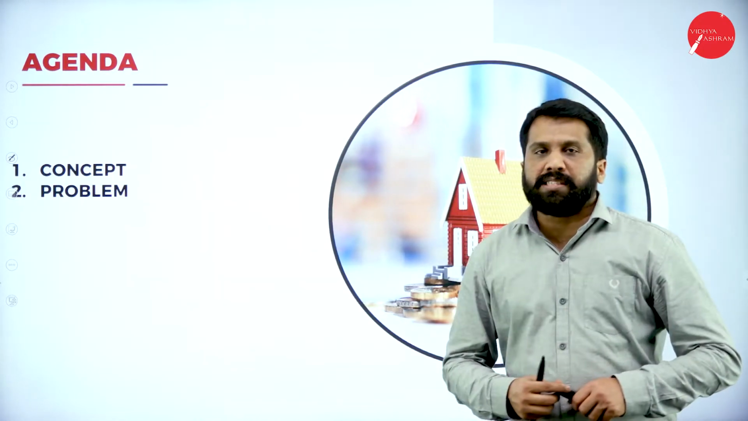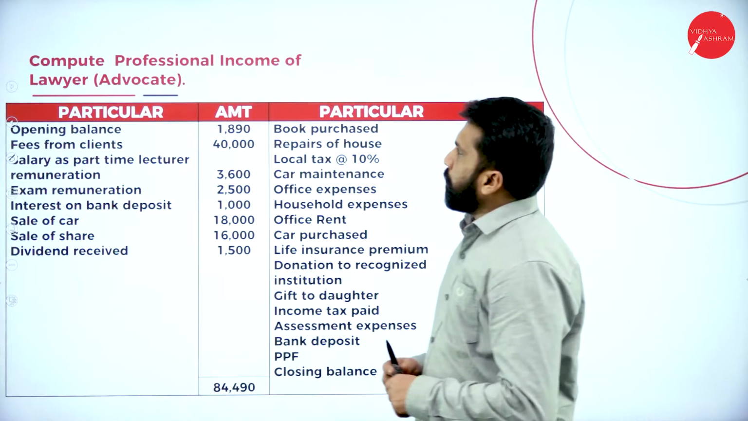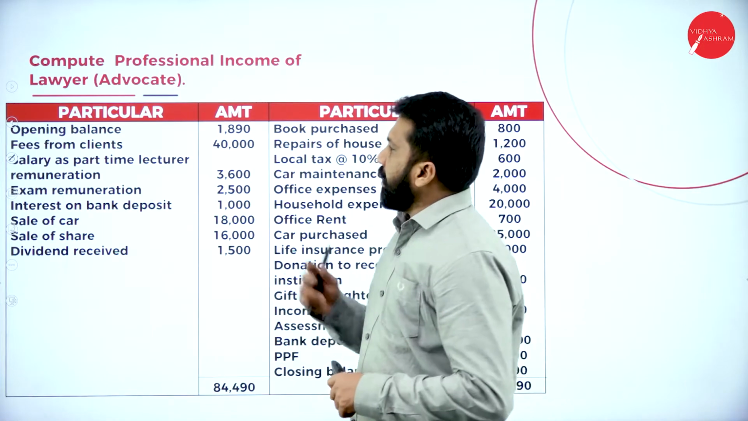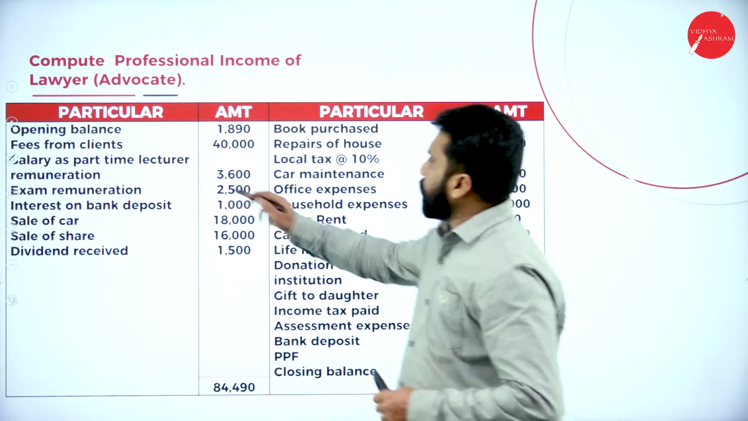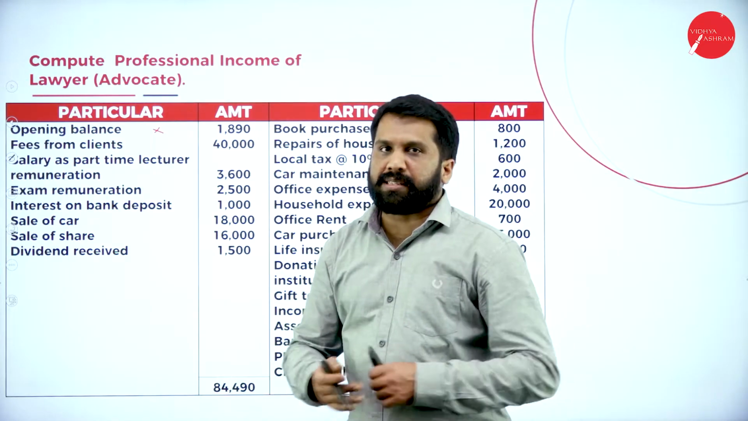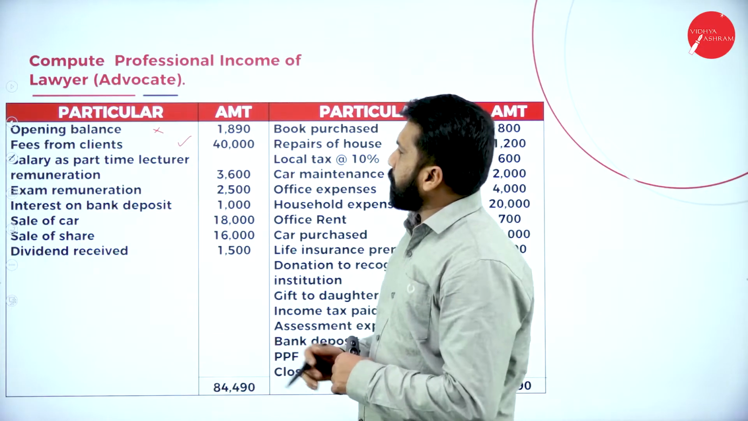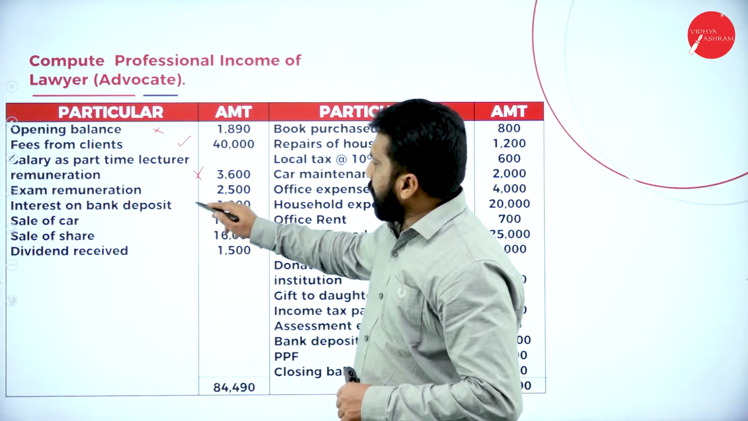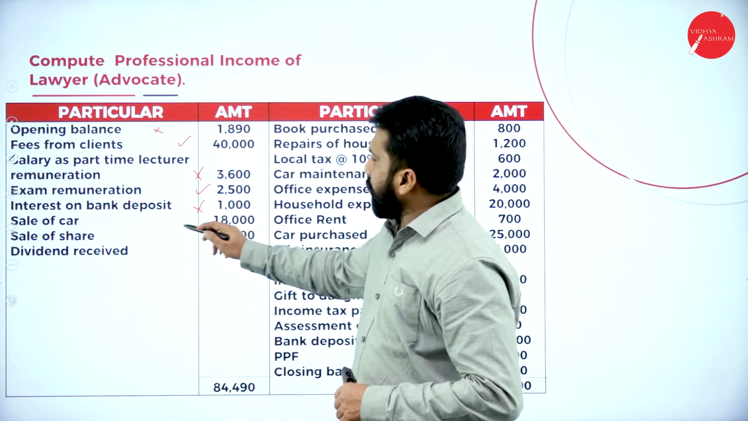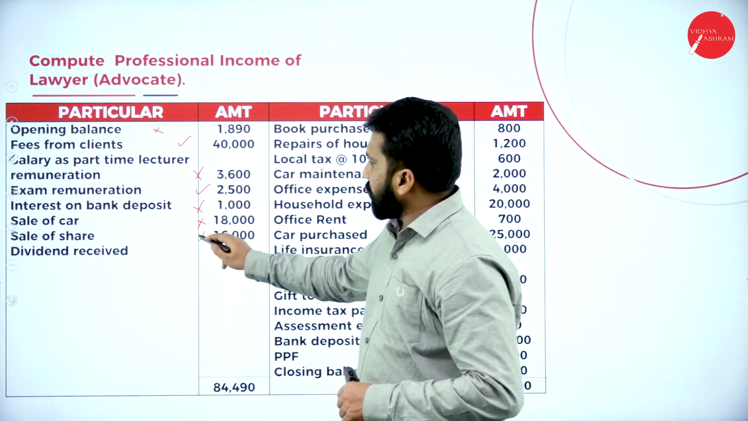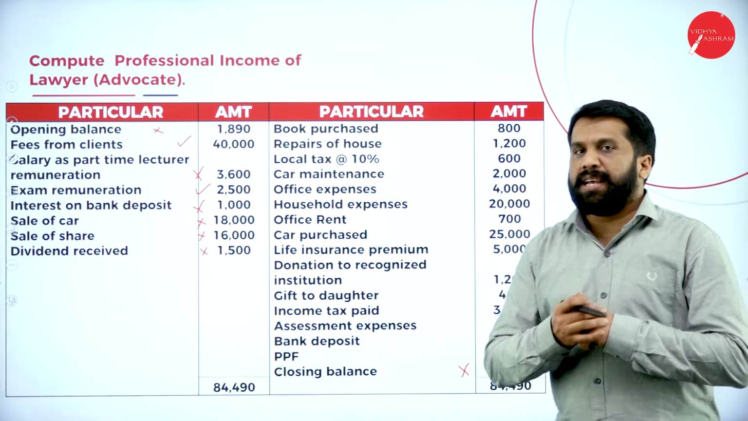So the first part will be the agenda. In that you have concept as well as problems. Compute professional income of a lawyer or advocate. In this you have opening balance. As I told you, your opening and closing balance we will not consider. Then fees from clients, yes. Salary as a part-time lecturer, no. Exam remuneration, yes. Interest on bank deposit, no. Sale of car, no. Sale of shares, no. Dividend received also, no. These are all not your professional income.